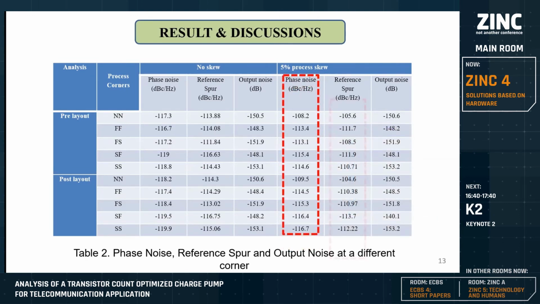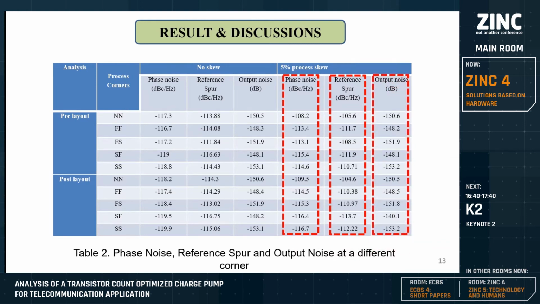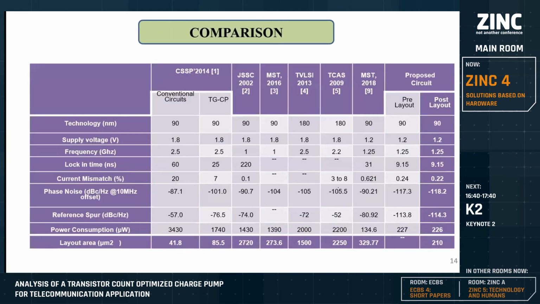The phase noise, reference spur, and output noise we have also calculated for 5% process skew. This ensures that even after changing the parameters by 5%, the values are about the same. Now we have compared our design with some of the already existing designs.